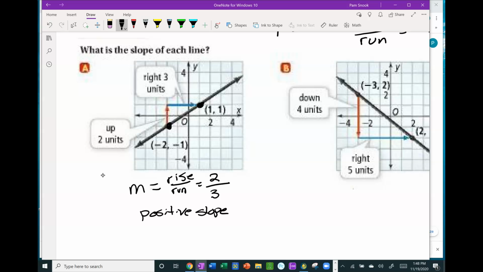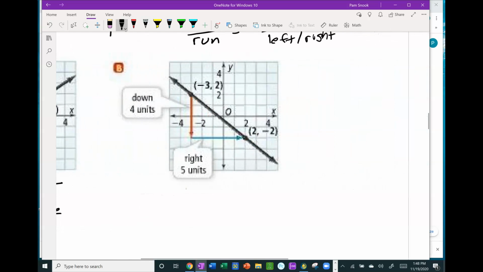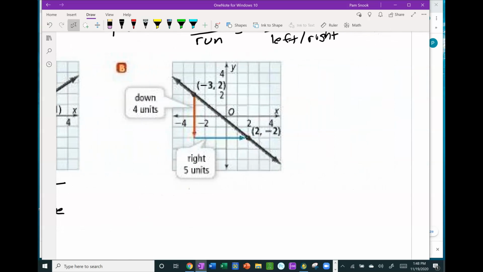And looking at the graph from right to left, it looks like it's going uphill. So if you think of uphill as a positive slope, that's one easy way to remember it. Now let's look at our second graph, graph B.